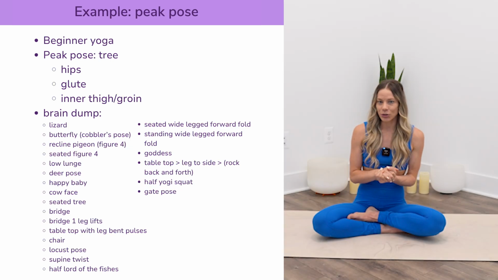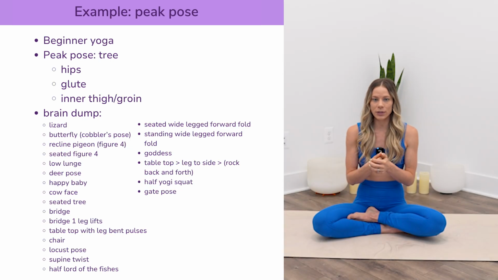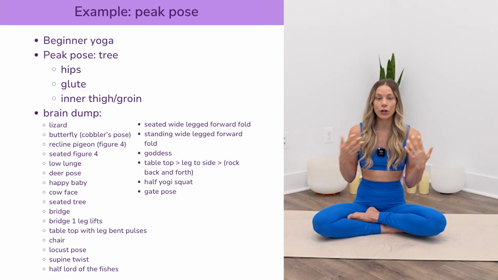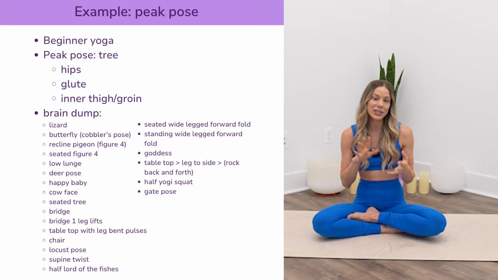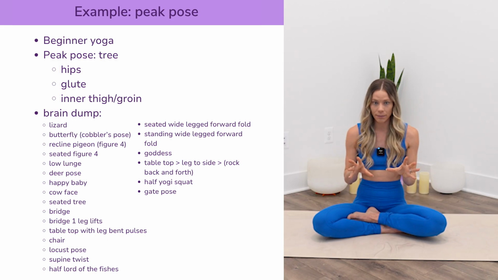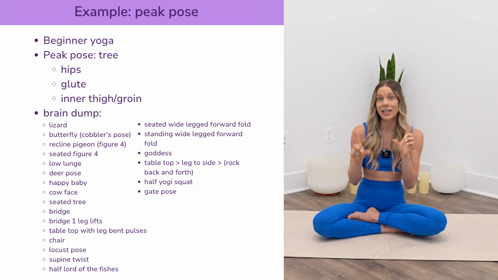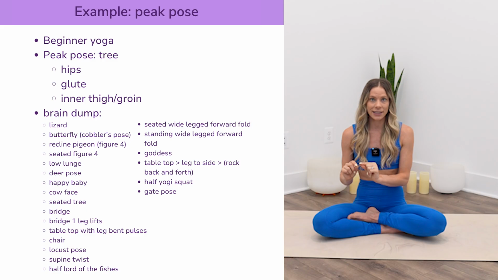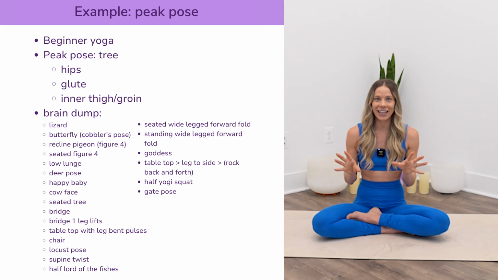Here's an example we can do together. Let's do a peak pose method for a beginner yoga class with a peak pose of tree. So the 3 key muscles: hips, glutes, inner thigh, groin. So here is my brain dump list of all of the poses that work the hips, glutes, inner thigh, groin that are appropriate for me to actually put in a beginner yoga class. I'll pause it for a moment so that you can read it.